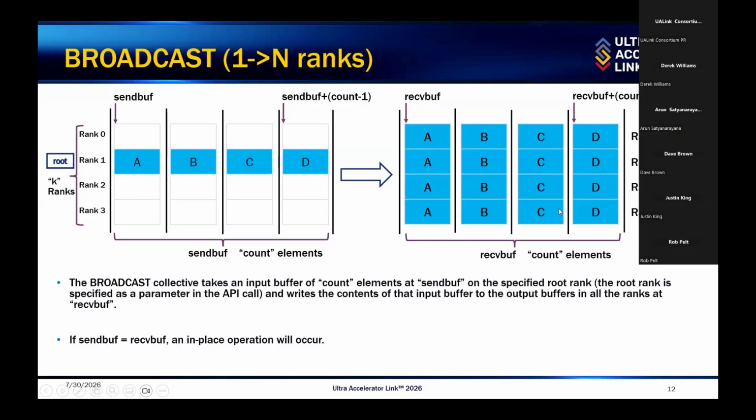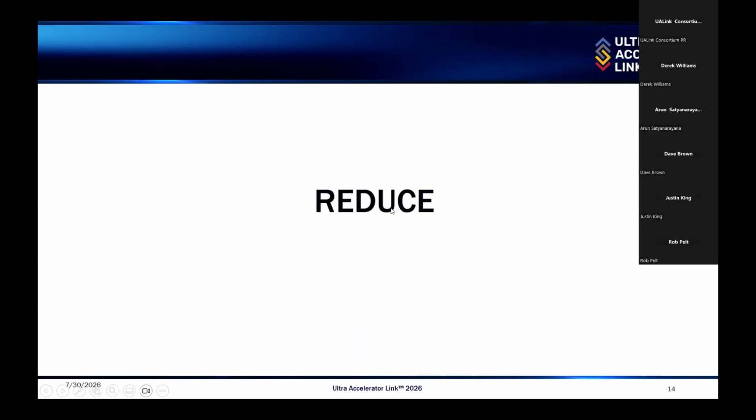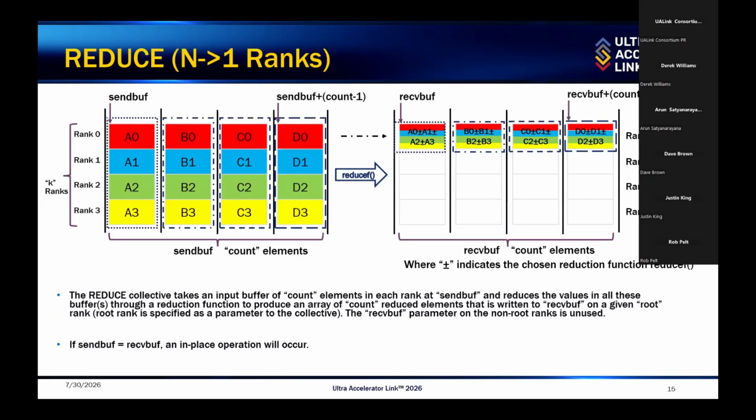So this is the simplest of the collectives. Another way to illustrate that is, here's rank 1, the root rank, with its input buffer. It's broadcasting to all the ranks in the group, including itself, because the destination buffer might be different. In the case where the buffers overlap perfectly, input to output, the write to the root rank can be deleted and removed because it's already there. So that's broadcast.